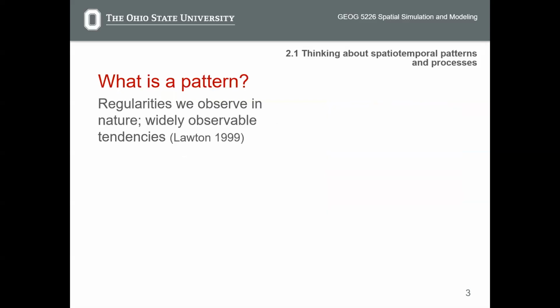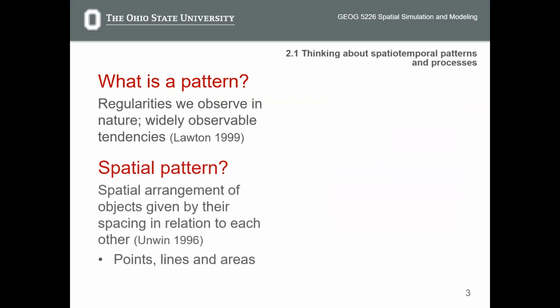Okay. So let's just talk more. What is a pattern? Regularities we observe in nature, widely observable tendencies. This is from a literature of Lawton from 1999. So beyond that, what is spatial pattern? Because this course is about simulation and modeling in GIS, and GIS is a part of geography. And when we're talking about geography, spatial context is a must. It's something that differentiates geography from other disciplines. So space here is important.